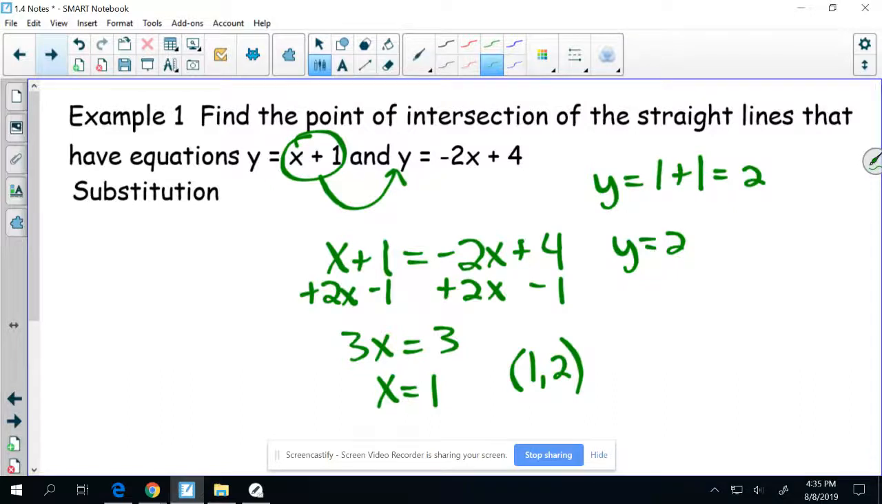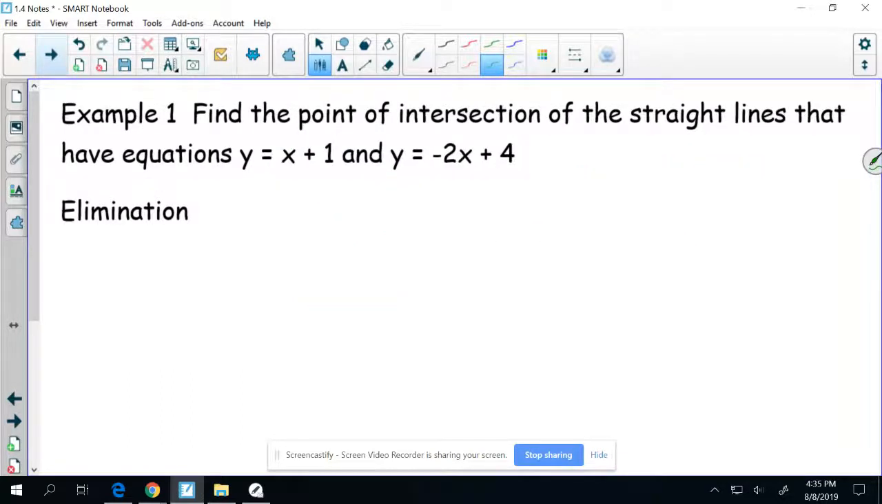And then the third way of doing this is elimination. So elimination is when you eliminate one of the variables. So again, you just kind of want to match them up. So I'm going to just rewrite them like this: y equals x plus 1 and y equals negative 2x plus 4. Oftentimes you put the x and y on the same side, but we could do this. If we wanted to eliminate the y's, remember you can add or subtract.